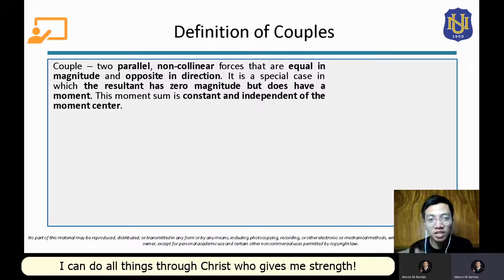The third definition: this moment sum is constant and independent of the moment center. Meaning to say, even if you take the moment of these two forces at any point, it will give you the same answer. It will give you the same magnitude and direction of moment.